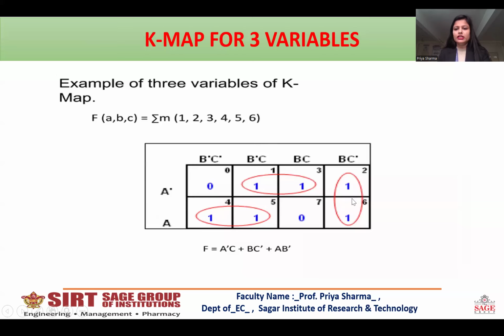Now, the minterm for this is, as a bar is changing to a, so a will not be there. Only b c bar will be there. So it is like this. This is how we write the minterms after grouping and minimizing.